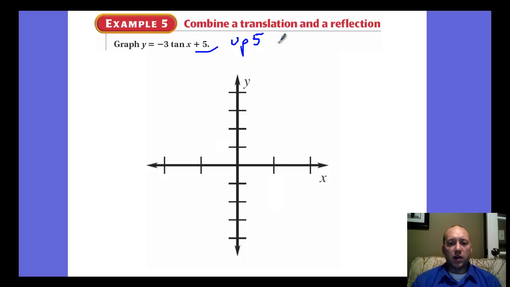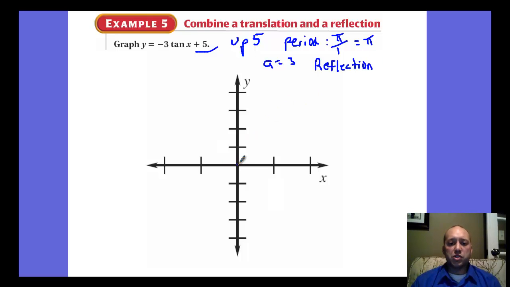We do not have a horizontal movement. Our period for tangent is pi over b. Our b is 1, so this will be pi. Our a value is equal to 3. And then we also have a vertical reflection because of the negative a value.